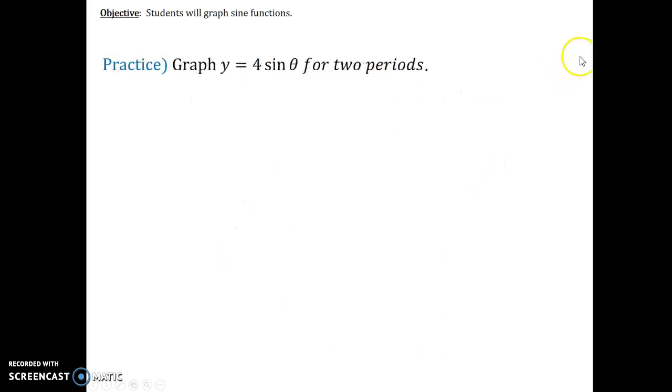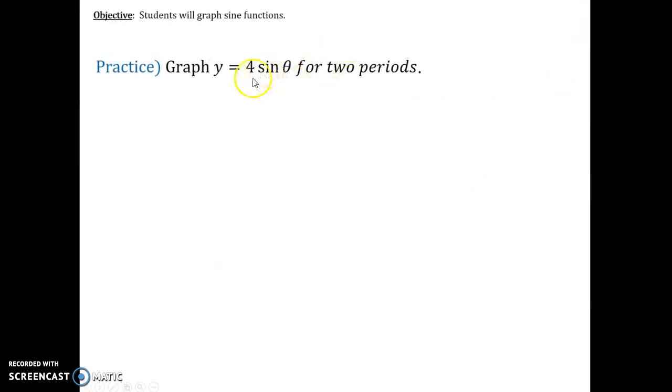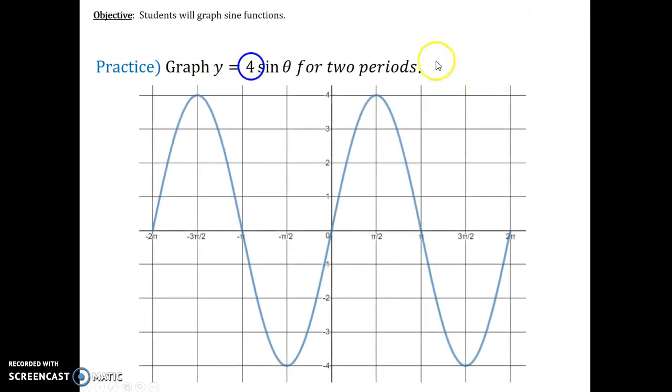So I would like you guys to try this example. So pause the video here and attempt it on your own, and then I'll bring up the answer here in a second. Okay, so here is the solution for this example. You have an amplitude of 4, and it's positive, so we go up and then down. Okay, and this is what 2 periods would look like.